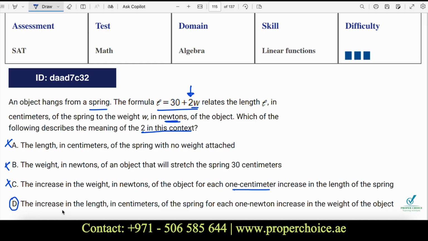It says the increase in length in centimeters of the spring for each 1 newton increase in the weight of the object. When W is 1, the length of the spring is 30 plus 2 times 1, which is going to be 32. So that is the increase in length. Makes sense with option D.